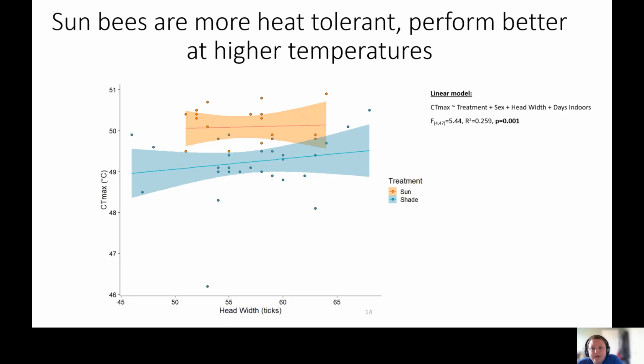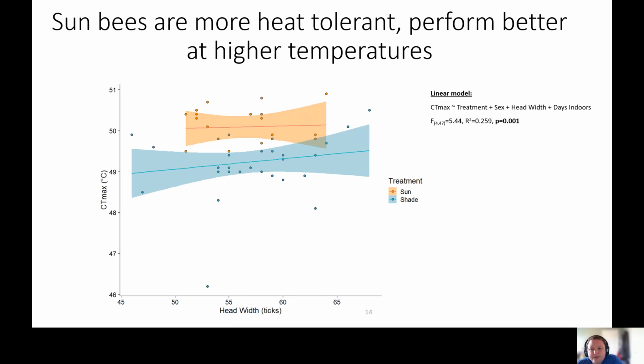And finally, we compared the critical thermal maximum of sun and shade bees. And then this figure, CT max is on the y-axis and head width is on the x-axis. Sun bees had higher CT maxes than shade bees and are therefore more heat tolerant. This, in addition to the results from earlier, the Richards et al. 2020 paper, which found that sun bees have a higher metabolic rate at 40 degrees. These results together suggest that sun bees perform better at higher temperatures than shade bees.